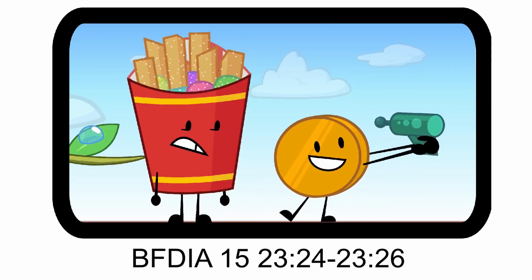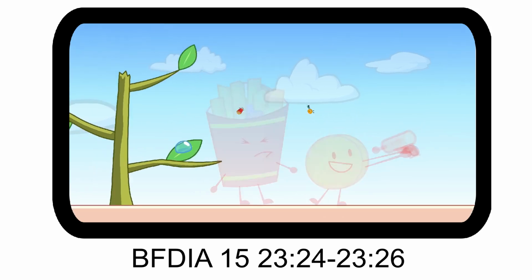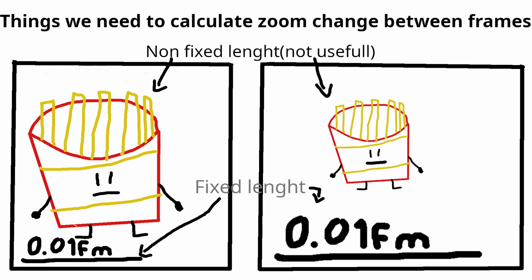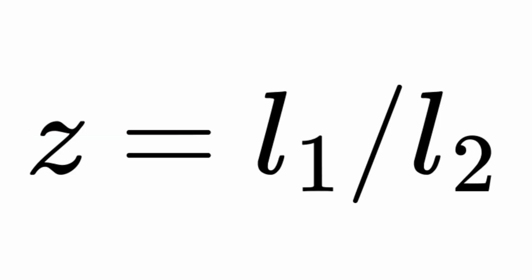When a character gets shrunk, the camera often changes zoom, so we need to account for that. To calculate the change in zoom of the camera, we can use a length with fixed size. Let L1 be the length before the change in zoom, and L2 the same length after the change in zoom. The zoom z is given by L1 divided by L2.